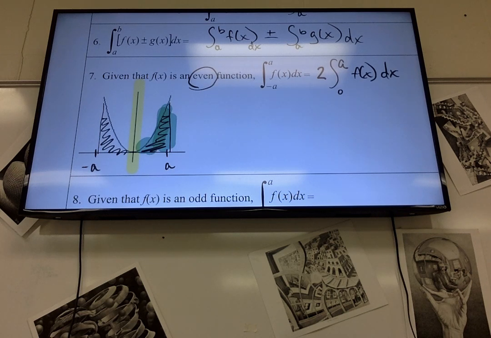It's just sometimes that's necessary, especially if you're given information in a table, because they may not give you all the way from negative a.